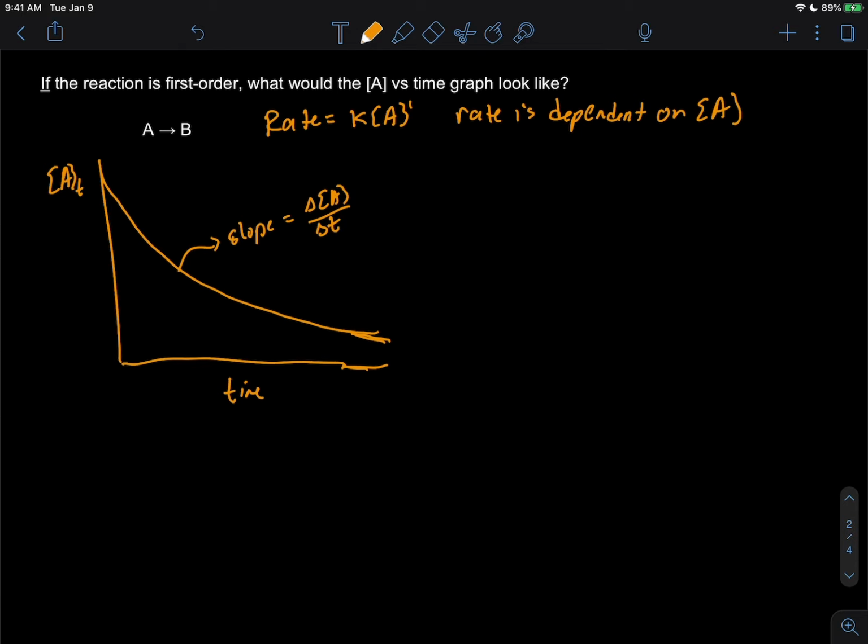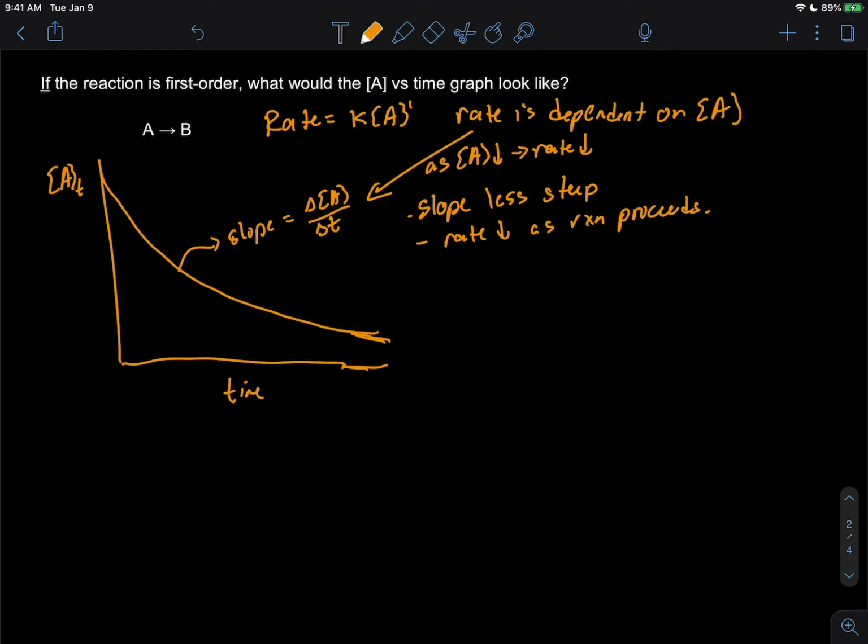Well, we just said our rate is dependent on concentration. So as the concentration of A decreases, so does our rate, which is why we observe that our slope becomes more and more shallow as our reaction continues to go on. Our slope decreases, and so does our rate over time. So our slope is less steep because our rate decreases as our reaction proceeds. This doesn't really give us any good information about our rate constant.